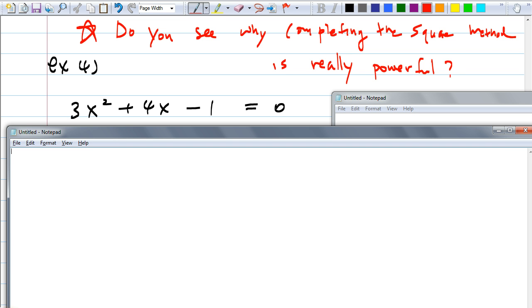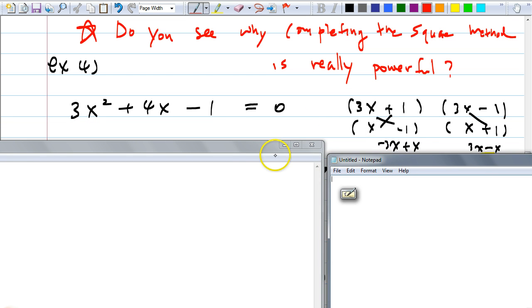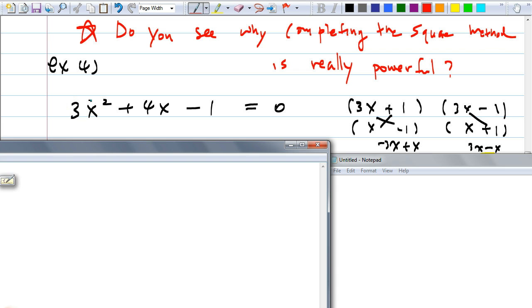Listen. If I gave you this example 4, and you say, well, Mr. Huang, why don't we just factor? Can you factor this trinomial? No. This trinomial is not factorable. If you look at it here, I tried. How many ways are there to get 3x squared? There's only one, right? 3x and x. How many ways are there to get negative 1? Positive 1 and negative 1. You try every way you want. You do not get 4x, do you? Okay. So with the conventional method where we factor the trinomial, if you cannot factor the trinomial, you are done.